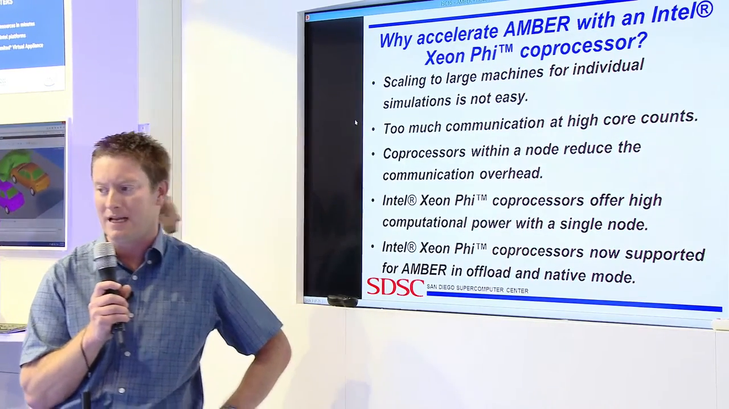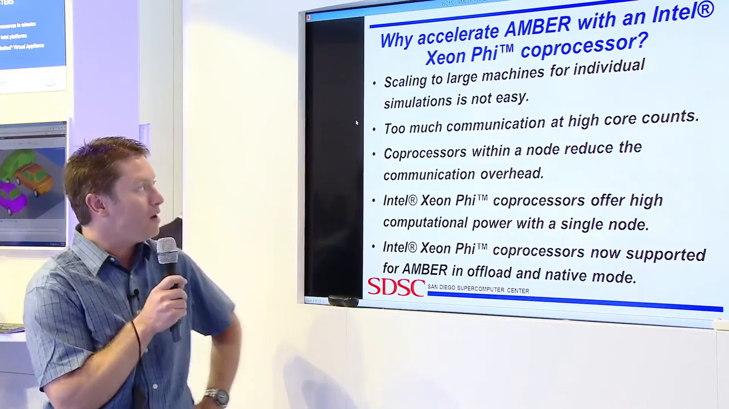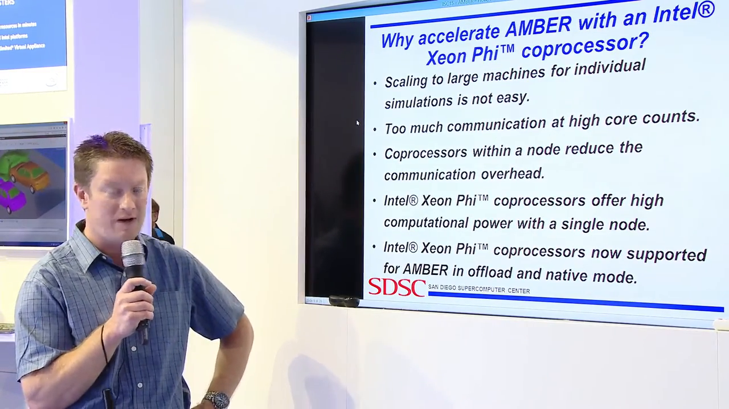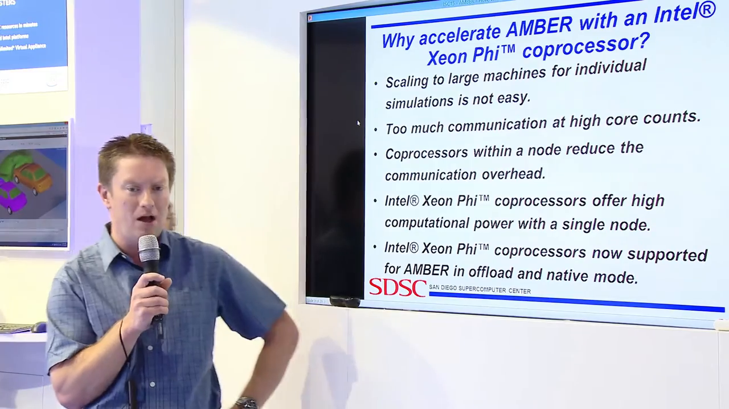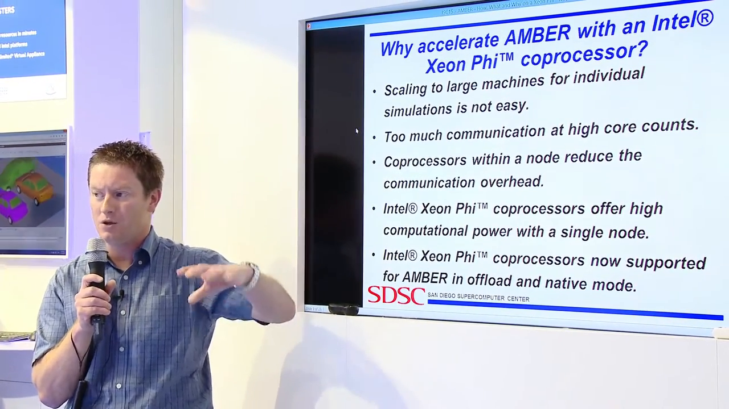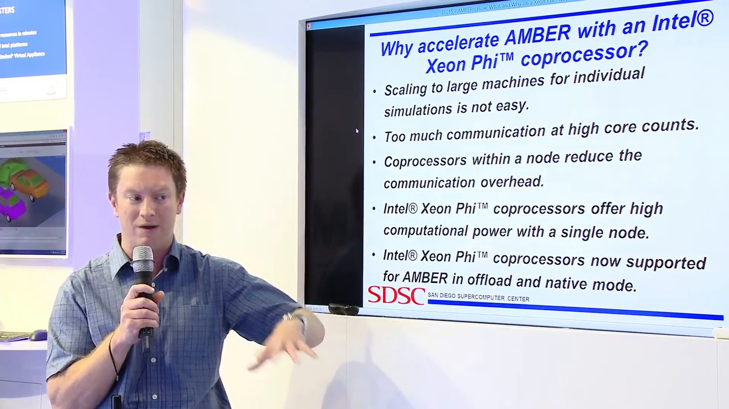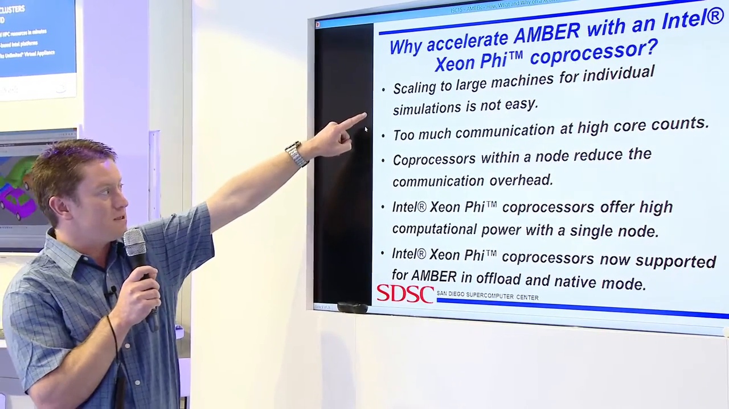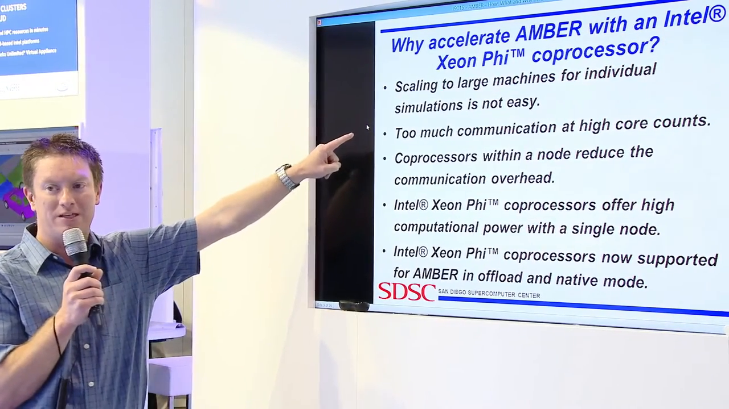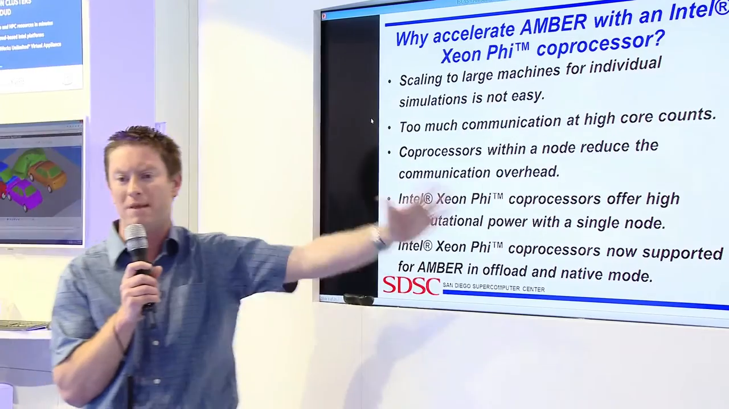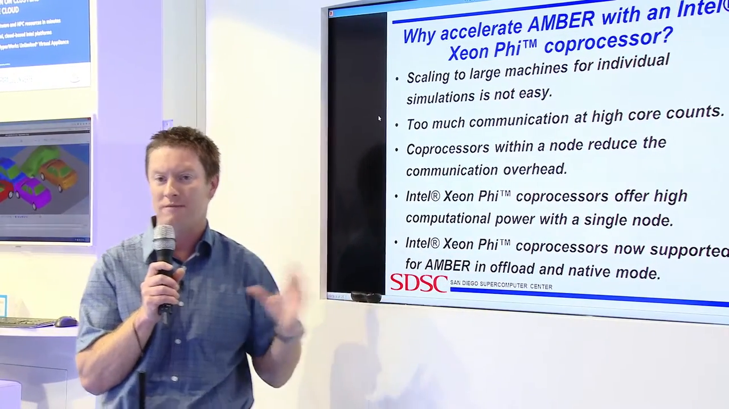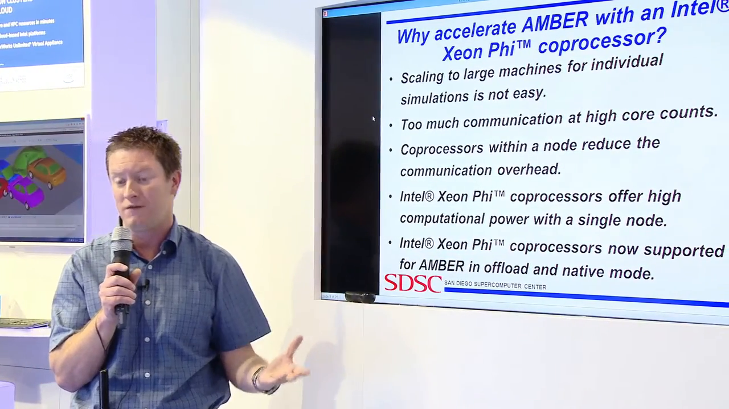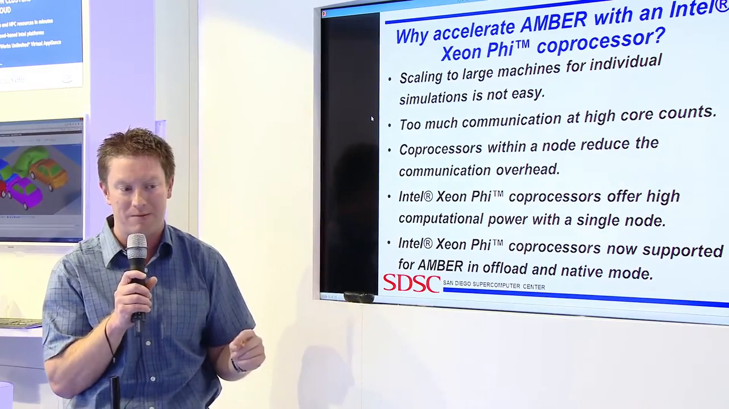This really is why we've been looking at accelerating things and why we've been involved in looking at Xeon Phi: they bring a large amount of computing power to an individual node. Scaling to large machines for individual simulations is not easy. I can still build multi-million atom systems and run them for short amounts of time, or run replicas of them, on large HPC machines.